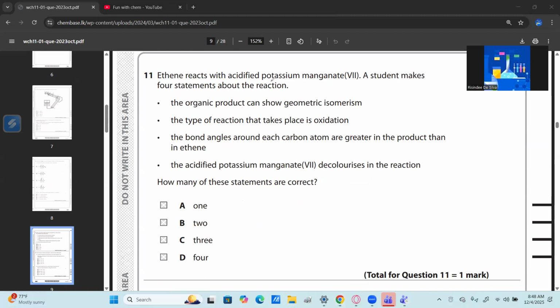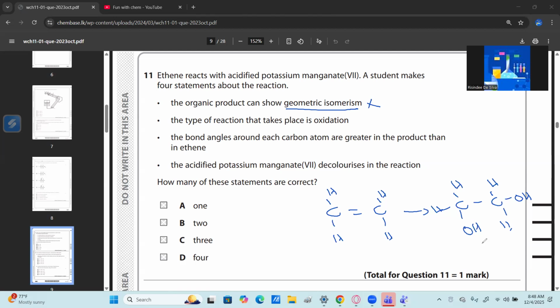Ethene reacts with acidified potassium manganate. A student makes 4 statements about the reaction. The organic product can show geometric isomerism. So ethene is like this with a double bond. When you add acidified potassium permanganate, you get a diol like this. To get geometric isomers, it should have a carbon-carbon double bond, but this is a saturated compound.